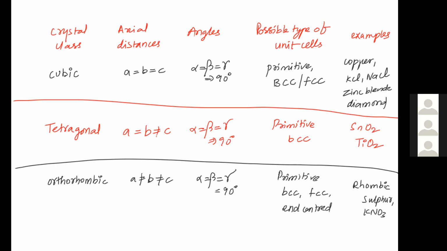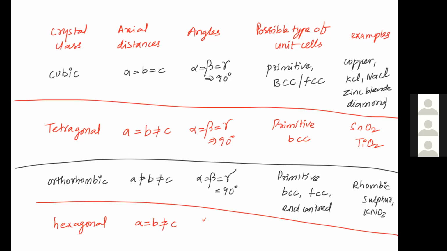I can also show you pictures first, but if you write down and then I show you pictures, you might relate better. Hexagonal. Your alpha and beta is 90. Your gamma is 120. Only primitive is possible. It's graphite, zinc oxide, magnesium metal. Please copy. I think I can slowly clear the first part. Can I? I'm sure.